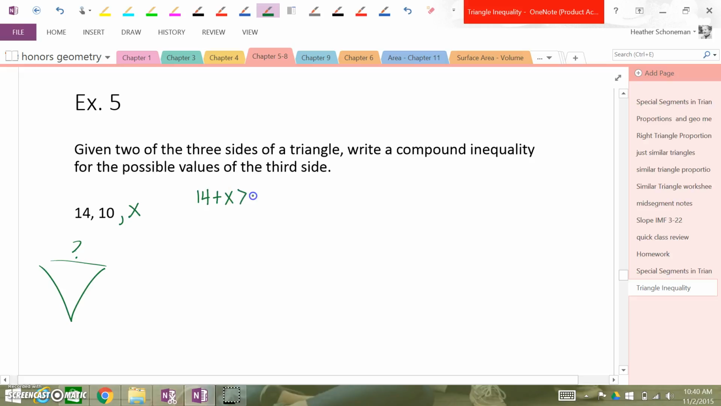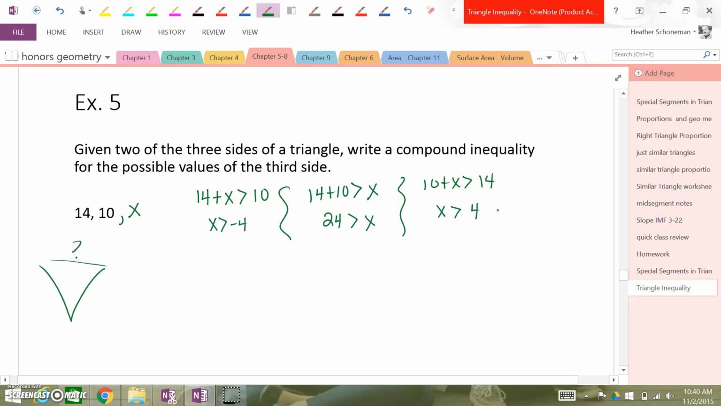So let's say 14 plus x is greater than 10. So x is greater, if I subtract 14, than negative 4. One situation. Try another one. 14 plus 10 has to be greater than x. So I get 24 is greater than x. Okay, next situation. 10 plus x is greater than 14. So I get x is greater than 4.